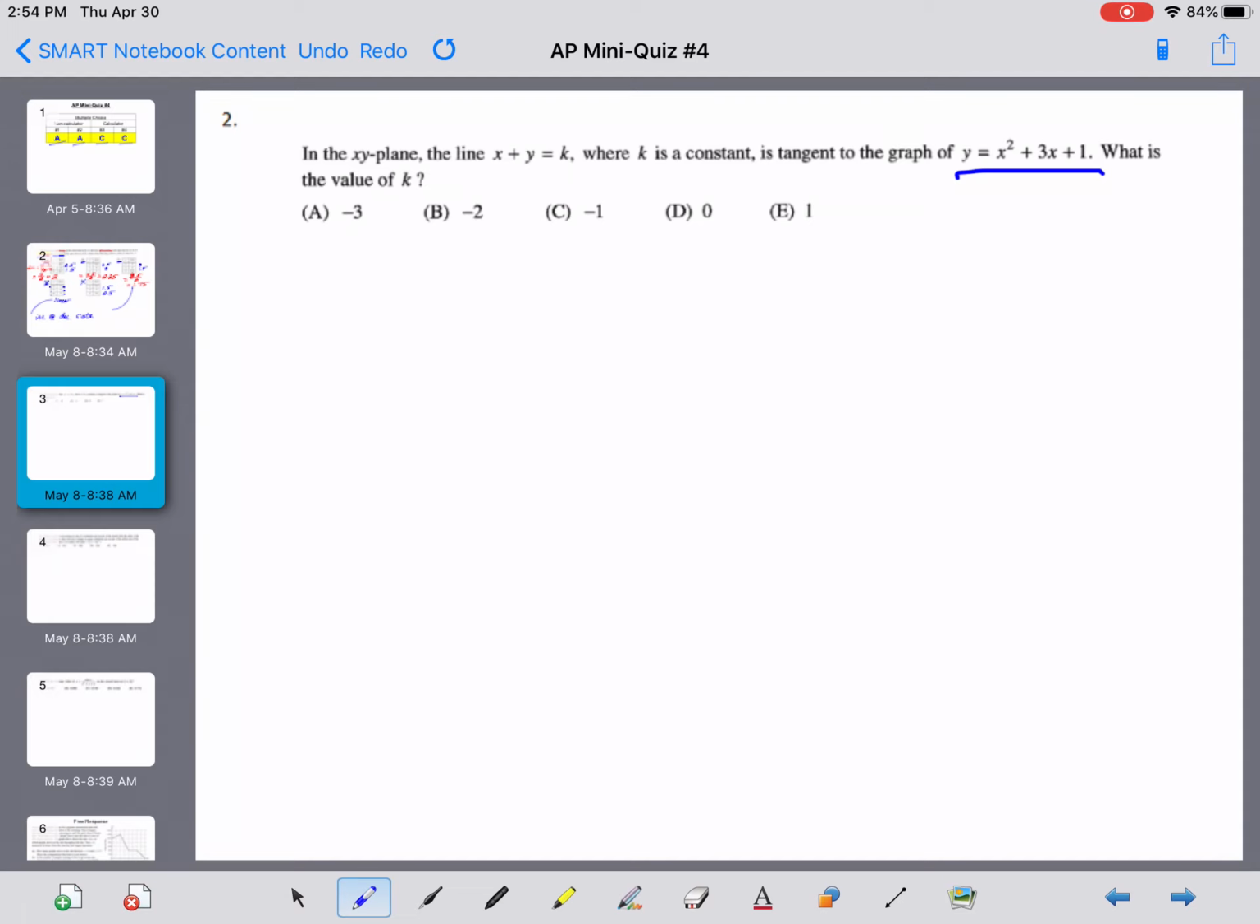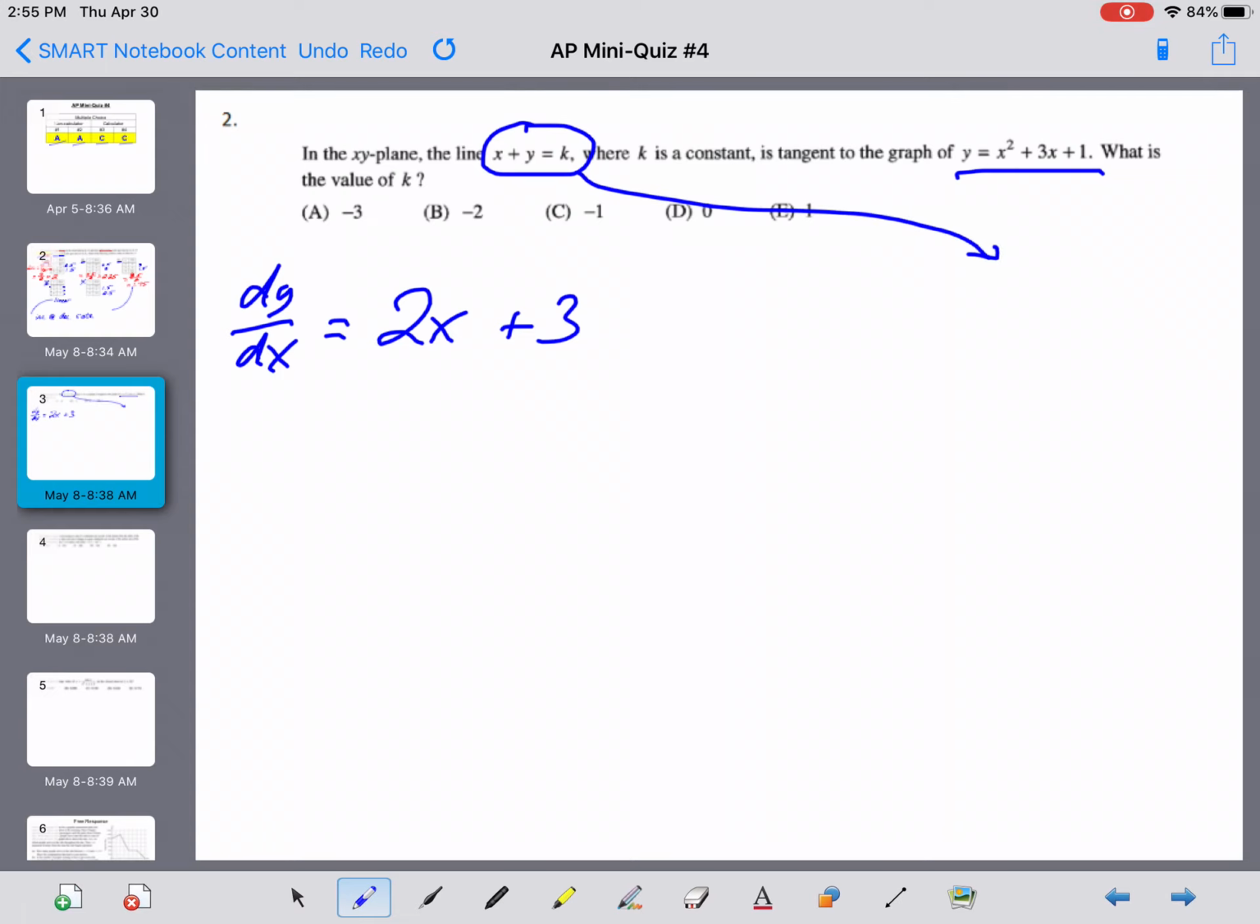Well, we're talking about tangents here. We're talking about a line right here. Probably slopes are going to come into play here, so I'm going to go ahead and take the derivative of y with respect to x and get it as 2x plus 3. Now, we know that we have a tangent line right over here of x plus y equals k, and I'm going to go ahead and rewrite that in slope-intercept form as y is equal to negative x plus k. That tells us that the slope of our tangent line is the coefficient of x, which is going to be negative 1.